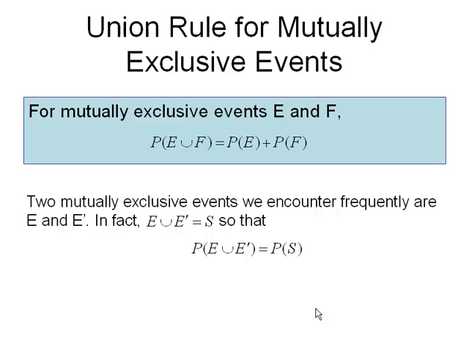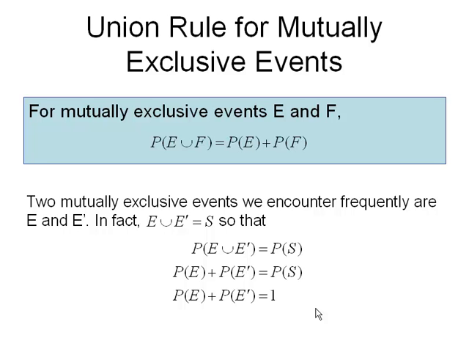Now, since E and E complement are mutually exclusive events, that union is simply probability of E plus probability of the complement of E is equal to the probability of the sample space. Since the sample space is the certain event, the probability of that is 1, we end up with the probability of E plus the probability of the complement of E is 1.